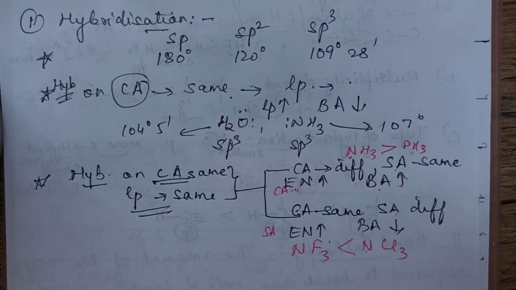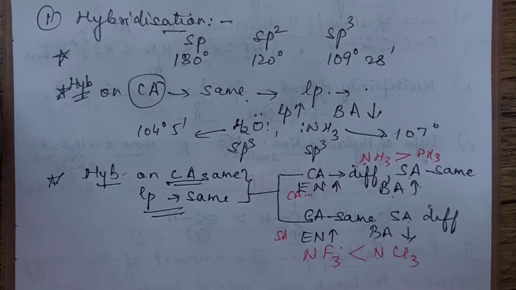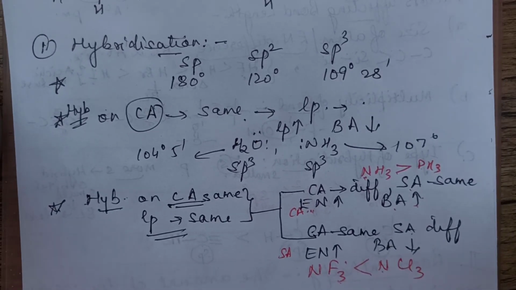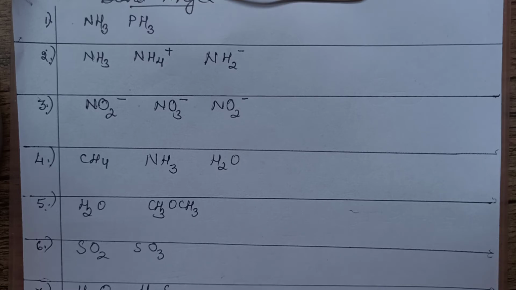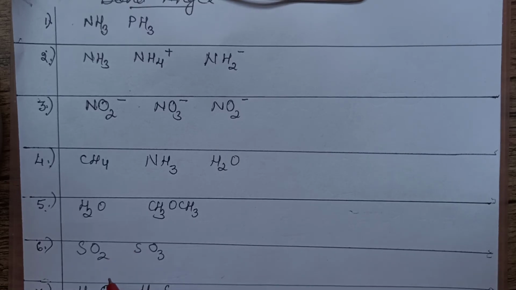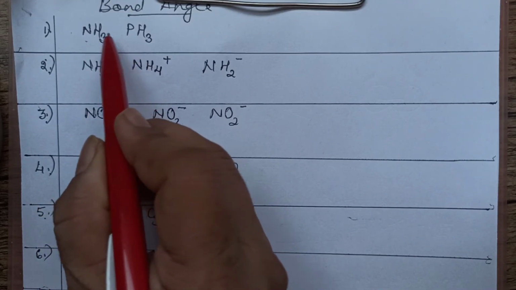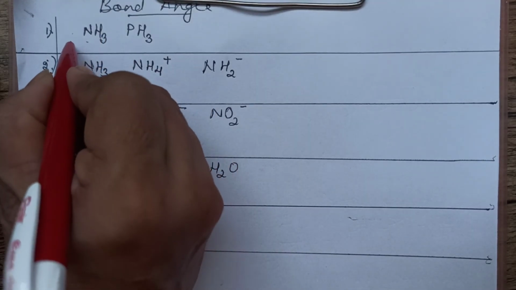Many questions in the competitive exam you will be able to solve if you understand this concept properly. Please take a screenshot and note it down. And now we will take some examples to apply this. You can remember the rules which I have discussed, and let us apply them and consider the bond angles. Hybridization is the same. You can check it. How hybridization?